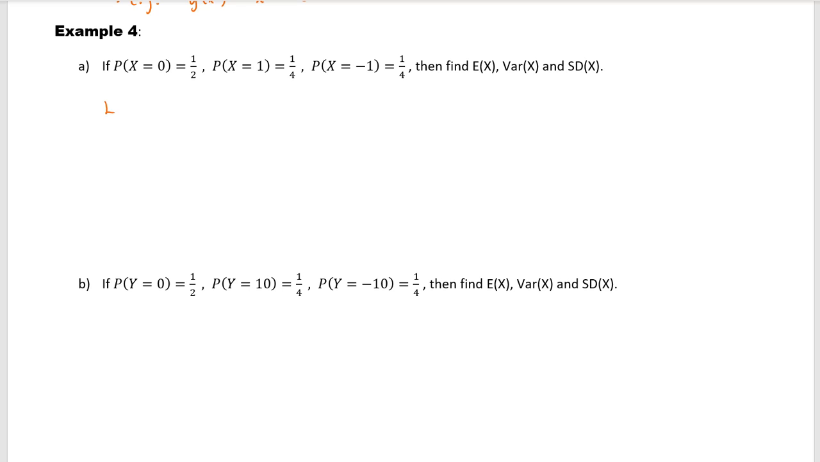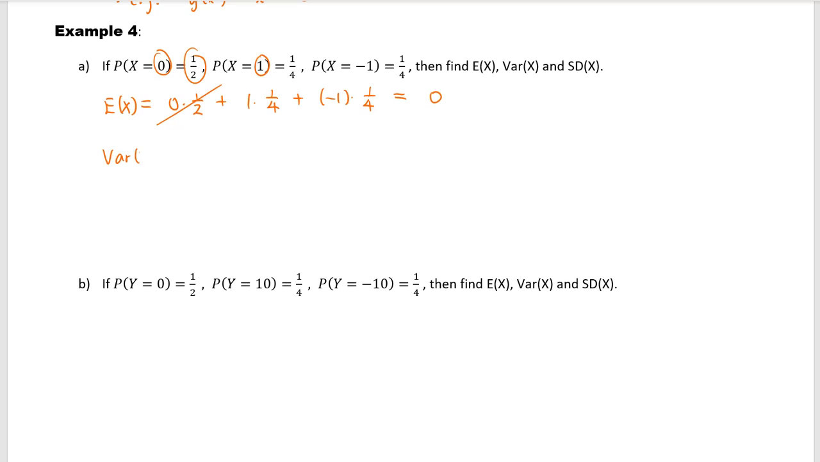What is the mean? Okay, mean is we use the x value times the probability. So 0 times 1/2 plus 1 times 1/4 plus -1 times 1/4. What happened? Well, 0 times whatever is 0. But do you see those two terms are the same except the sign? So they actually cancel out. And we get the mean is 0. Okay? And then the second, variance.